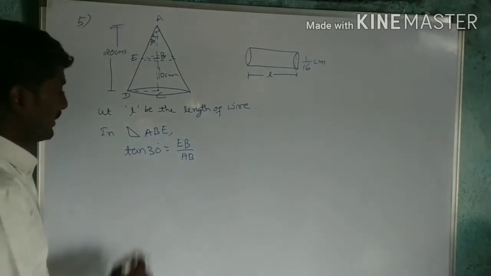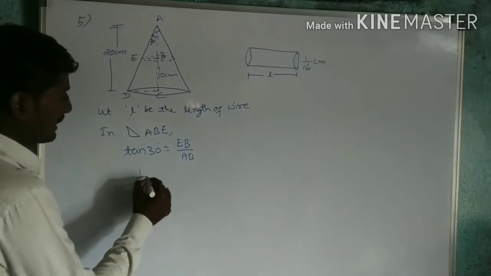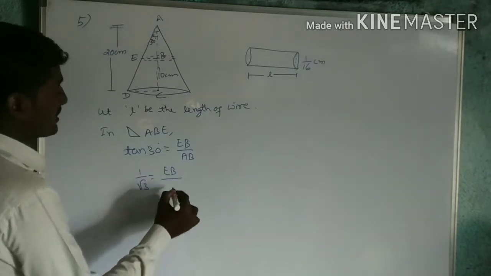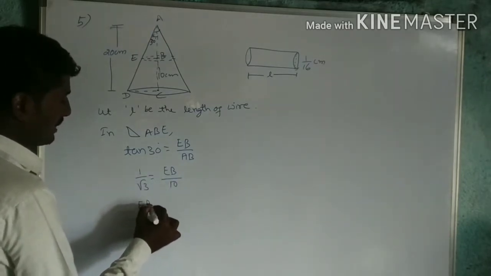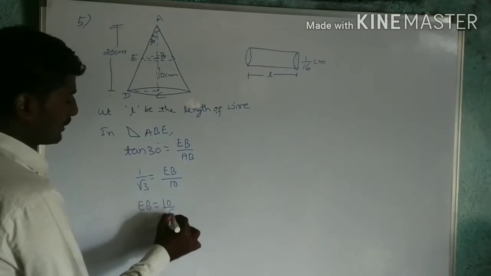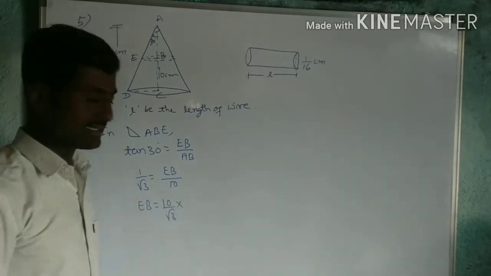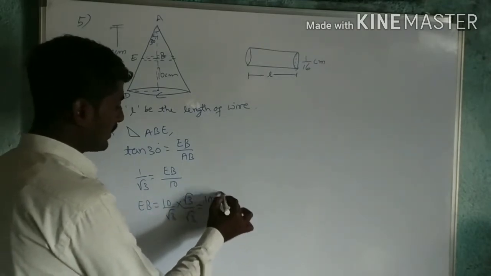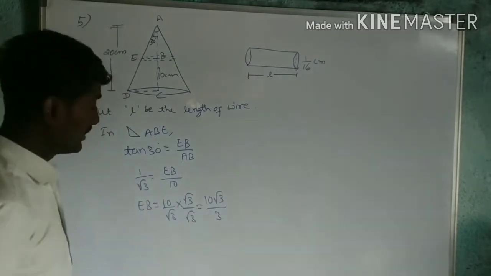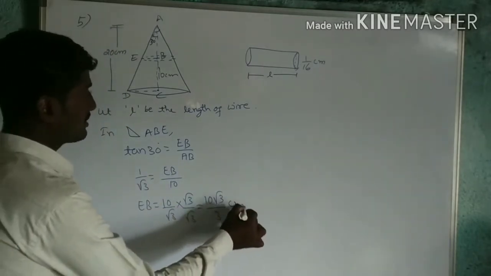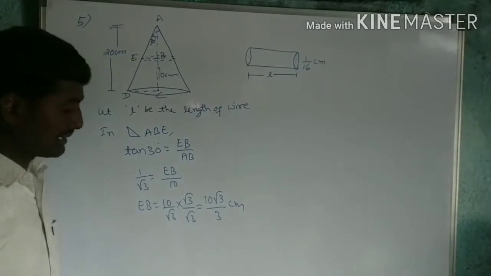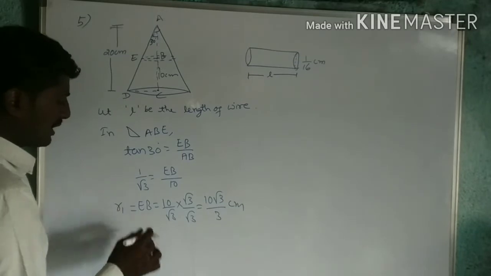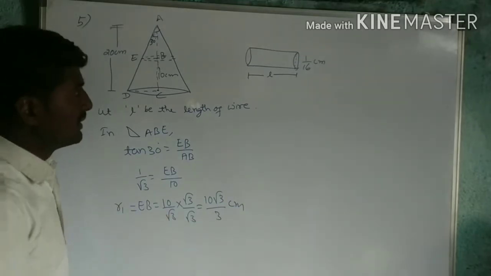Now tan 30 value is 1 divided by root 3. EB we have to find. AB value is 10. Now we got EB is equal to 10 divided by root 3. Just rationalize this, multiply and divide by root 3, so we will get 10 root 3 divided by 3. This is in centimeters because they gave 10 centimeters. So EB I got. This EB I will take as R1 or R2, whichever it may be. Next.